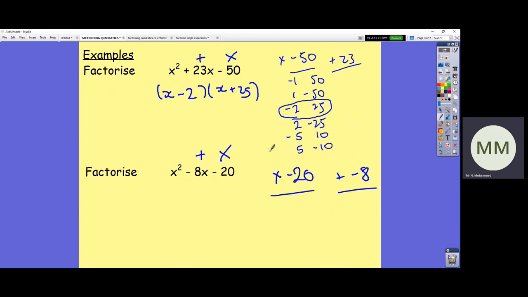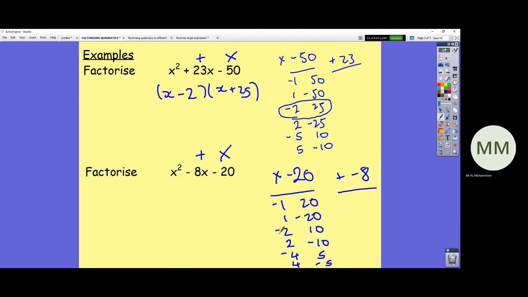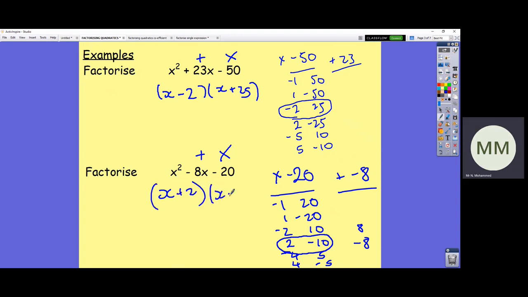So this time is similar again, minus 1 and 20, 1 and minus 20. My writing is so bad. Minus 2 and 10, 2 and minus 10, minus 4 and 5, and then 4 and minus 5. Minus 2 add 10 is 8, 2 minus 10 is minus 8. Therefore, it's this one here, yeah? Obviously, write a bit neater than I do, yeah? X plus 2, X minus 10.